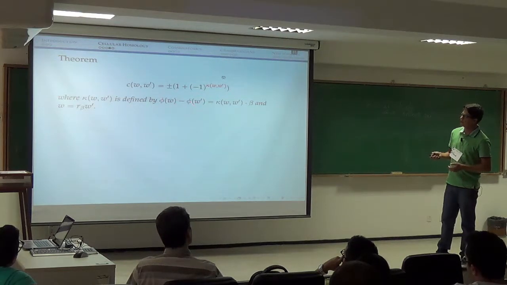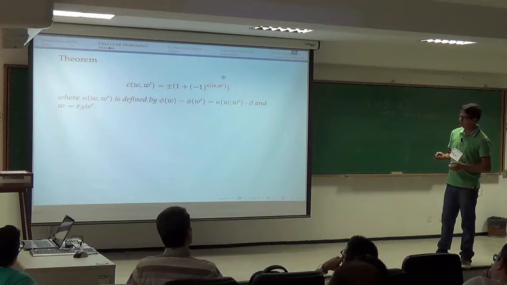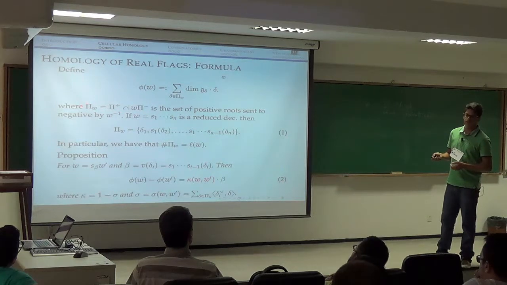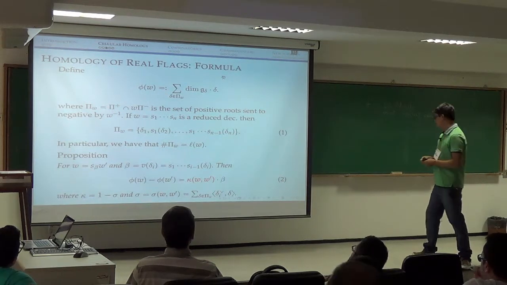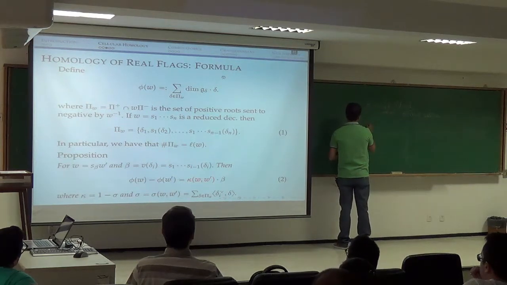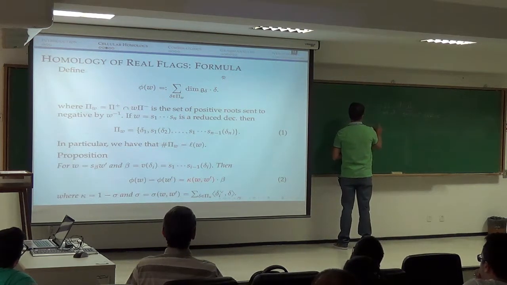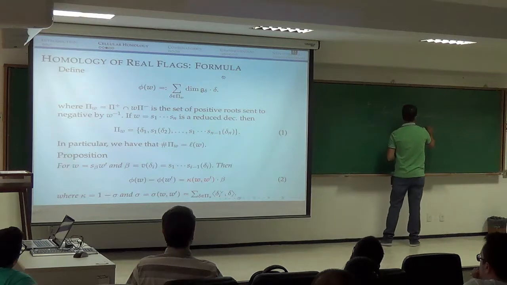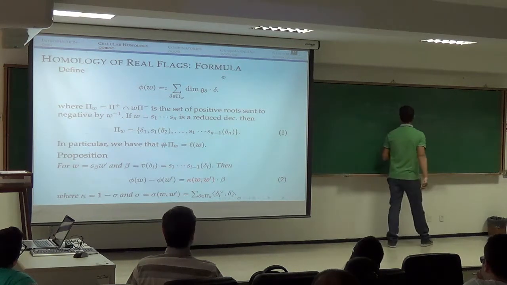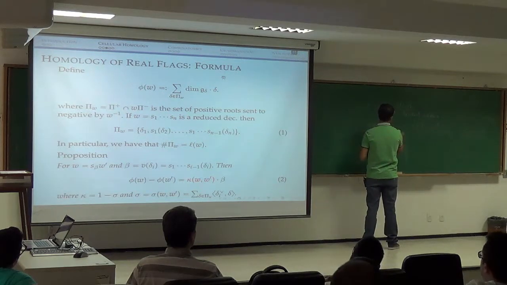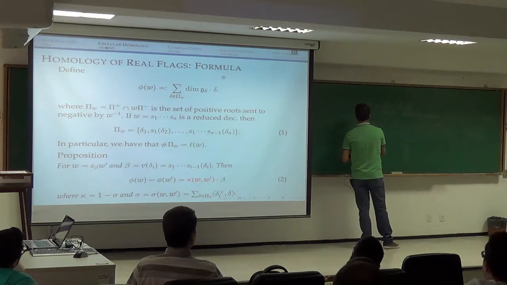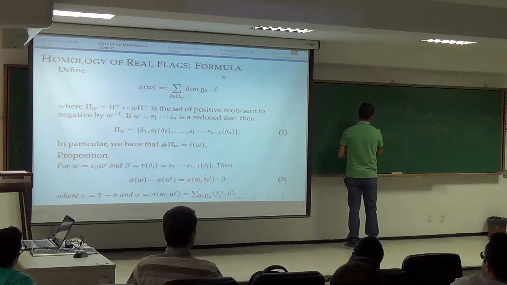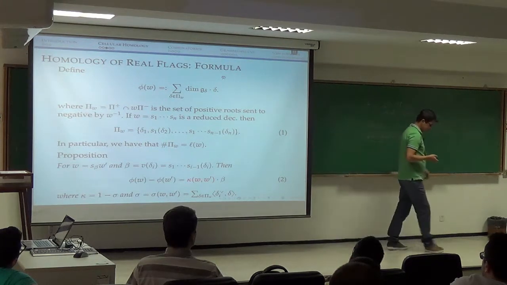So our first interest is to compute this kappa. This depends on the computation of phi of W and phi of W', which depends on knowing this set of positive roots sent to negative by W minus 1. So let me register this here. We want to know this kappa because it depends on this difference.